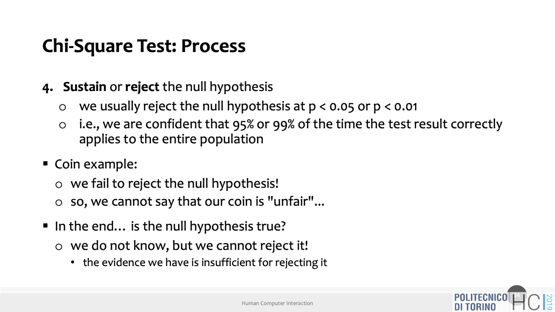We cannot say anything. We cannot say that it's unfair. We cannot say that it's faulty, but we also cannot say with this data that it is a normal coin. It's just a mystery, if you want. So we cannot reject the null hypothesis, because the evidence we have is insufficient for rejecting it. How can we solve this problem, for instance?